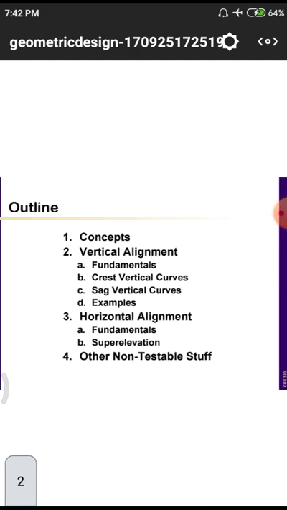First of all, what is the main theme of this geometric design? First one, we are having the concepts. What are the different designs involved in these geometric concepts? That means, all over the world, what are the different kinds of roads that are designed. After that, we are having two classifications.